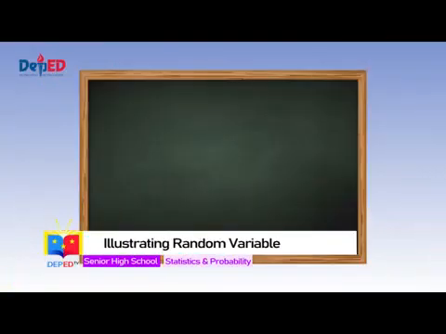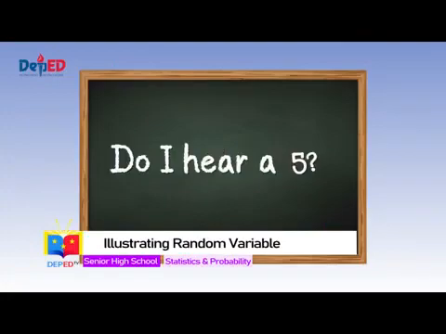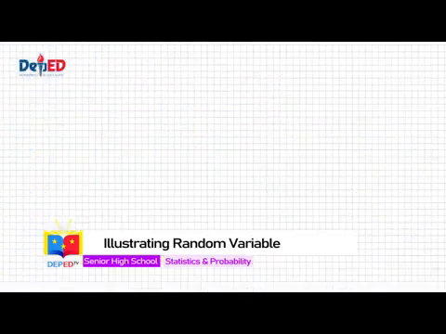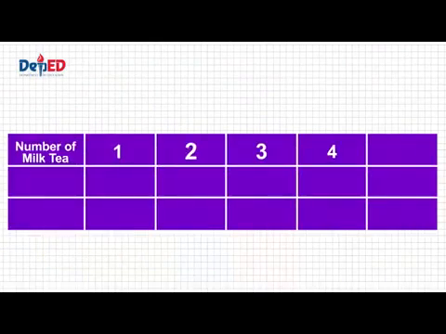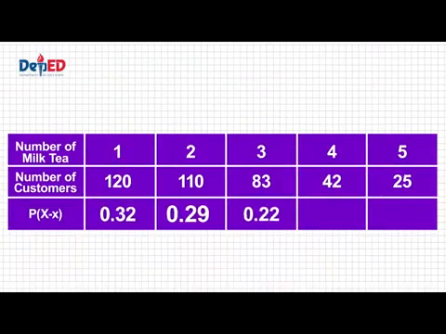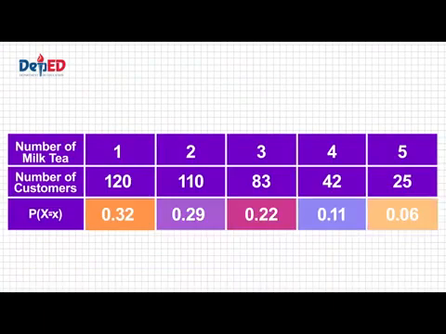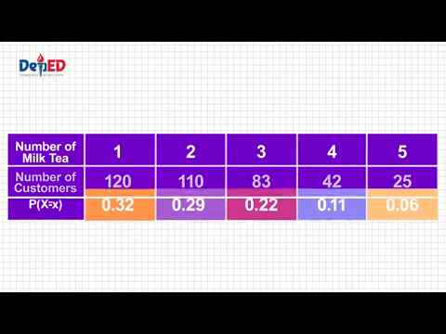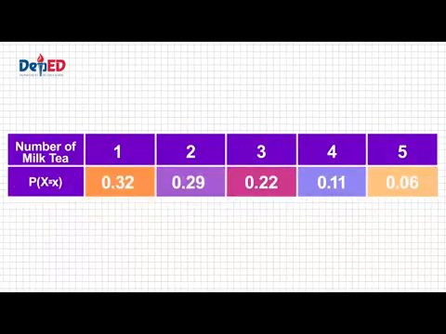Hope you did well with our activity. Do I hear a 5? That's good. It means you understand random variable very well. Let's go back to Mang Juan's situation. We estimate the probability for each value of x by finding the relevant frequencies from the experimental data. The distribution of x, the number of milk tea a customer buys, looks like this.